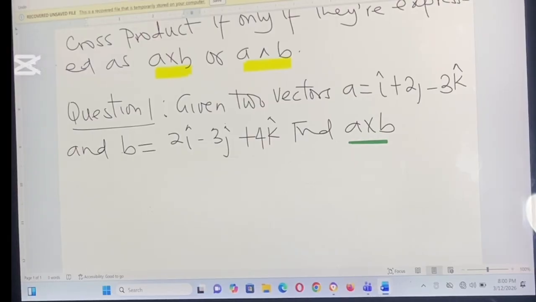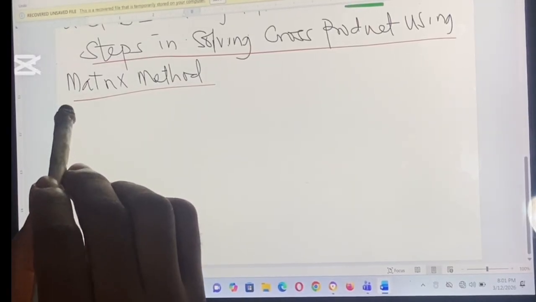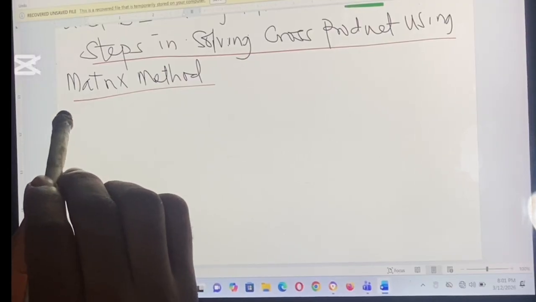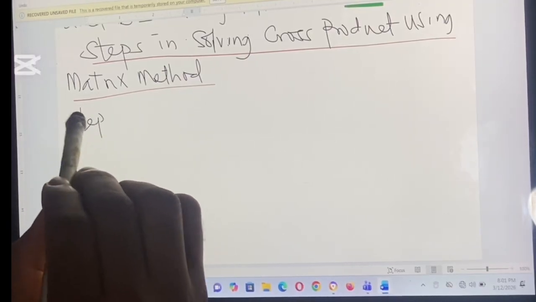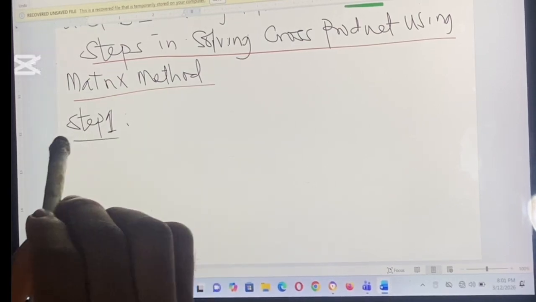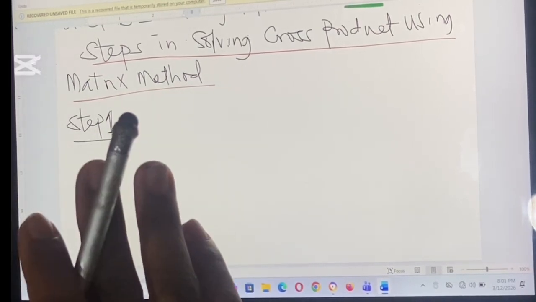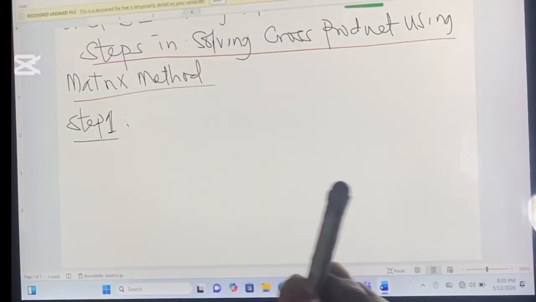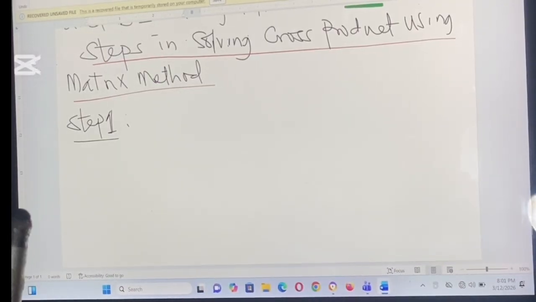Now let's consider the steps in solving cross product. Okay. The first step here in solving cross product using matrix method is this. Step 1. We transform or we represent the vectors in matrix. How do we represent the vectors in matrix?